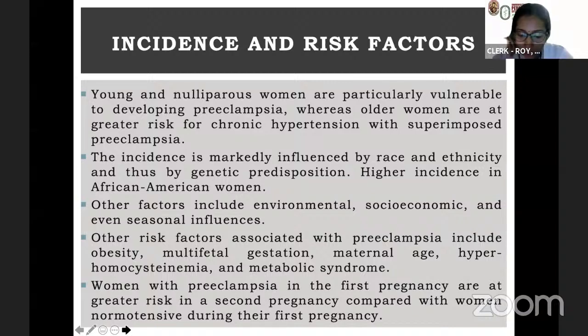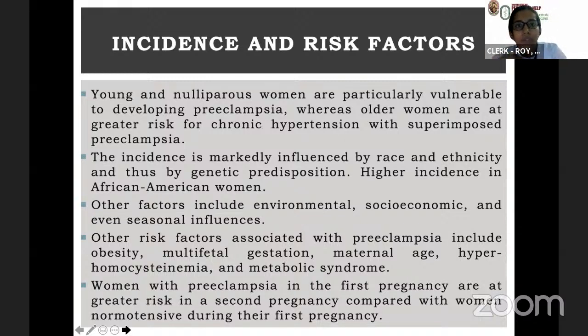But according to the Mississippi classification, there are 3 classes: class 1, class 2, and class 3. Class 1 is considered severe, where the platelets will be less than 50,000. Class 2 is considered moderate, where the platelet count will be from 50,000 to 100,000. And class 3, which is mild, the platelet count will be 100,000 to 150,000.